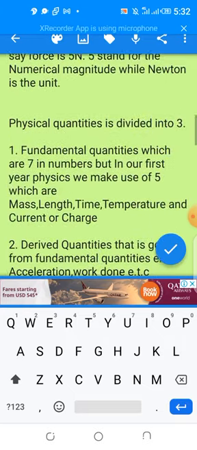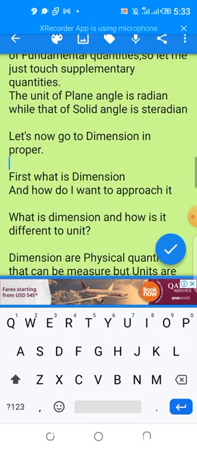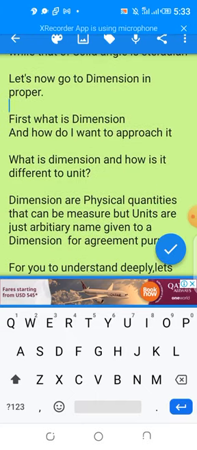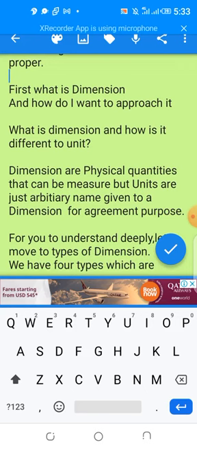Now let's go quickly to dimension. I said first, what is dimension, and how do I want to approach it? I will tell you how to approach it later. But let's just say, what is dimension, and how is it different from units? What's the difference between dimension and units?